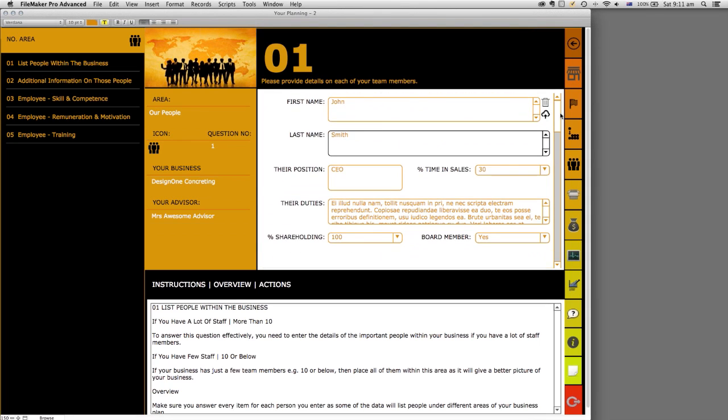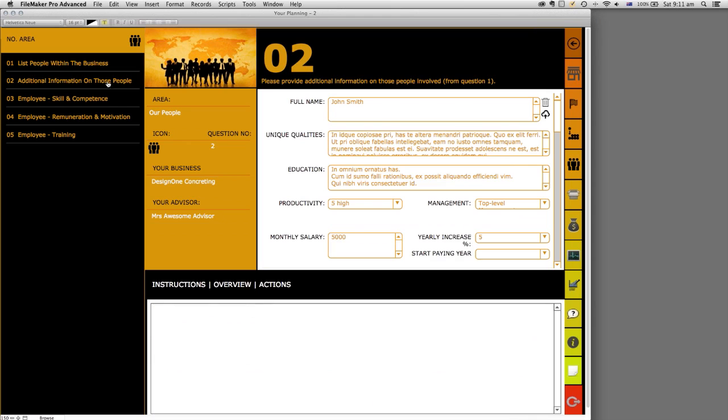Because the other thing in a business plan is people expect to read who are the key players within that business. And then once you've got that done, it comes down in additional information about those people. So you'll see it brings across the name. What are some unique qualities about them? Any education, their level of productivity if they're existing, low, medium, high, management, top level, middle, lower, non-management, and then their monthly salary and their increase.